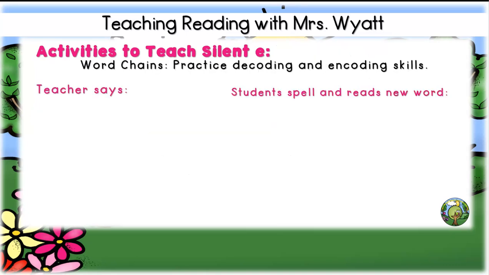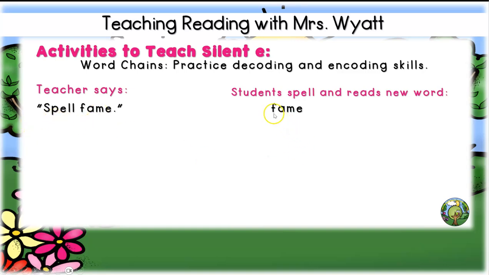And then the last activity is word chains. Now, word chains are good for practicing decoding and encoding skills. So it's good for reading and spelling skills. So here is an example of one that you could use with silent E. On this side, it's what the teacher says, and on this side, this is what the student is going to do to manipulate those sounds to either spell or read the new word. So to start with, the teacher would say, spell fame.